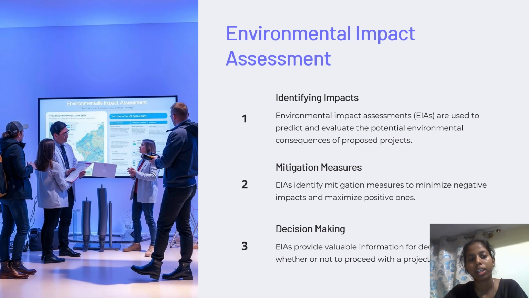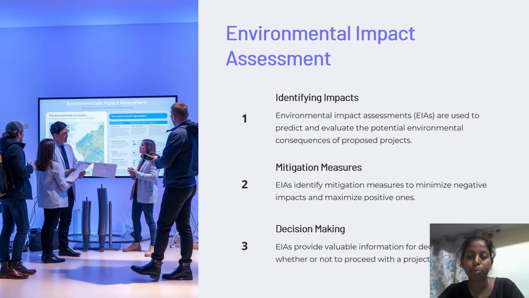Next is environmental impact assessment. The first is identifying impacts. Environmental impact assessments are used to predict and evaluate the potential environmental consequences of proposed projects. The next is mitigation measures. Environmental impact assessment identifies mitigation measures to minimize negative impacts and maximize positive ones. The third is decision making. Environmental impact assessment provides valuable information for deciding whether or not to proceed with the project.